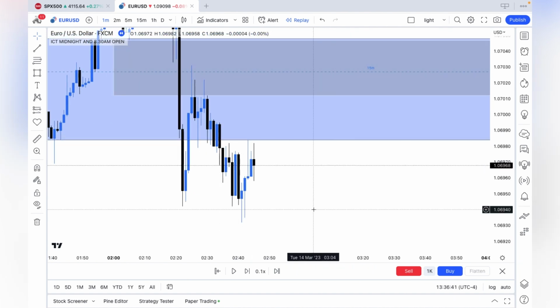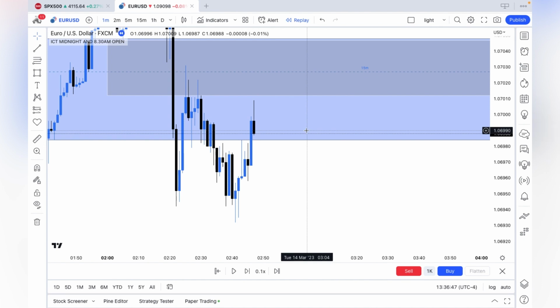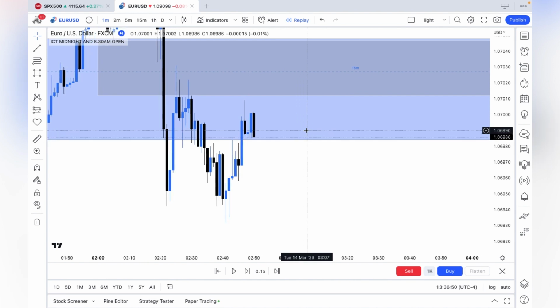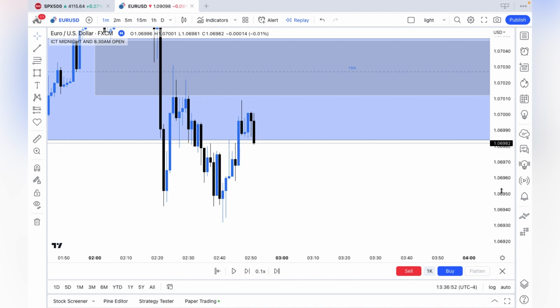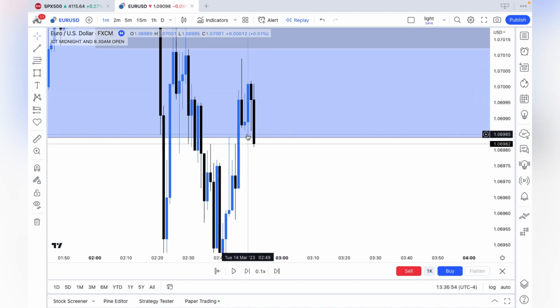So basically the same idea, 1 minute time frame, waiting for price to get inside the breaker, which is the blue zone here. Price gets in there, waiting for market structure shift. Okay, so we have a market structure shift right here. You can see price broke below that low, down there. So price breaks below that low.